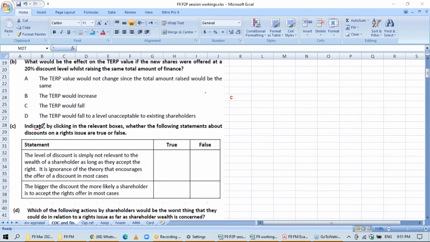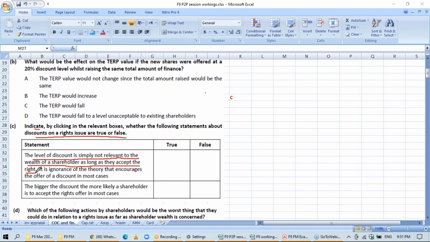Indicate by clicking in the relevant boxes whether the following statements about discounts on a rights issue are true or false. Now, what's the first one? The level of discounts is simply not relevant to the wealth of a shareholder as long as they accept the right. See, if a shareholder accepts his rights share, his wealth won't be affected. His wealth will remain the same.